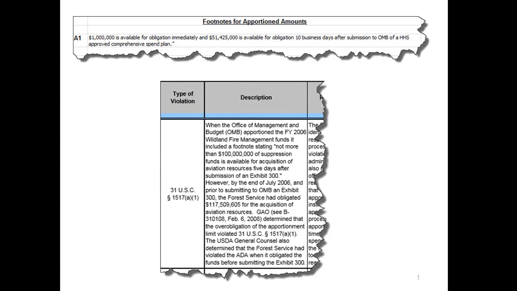What if you have a footnote that only allows 1 million out of 51 million to be obligated until an approved plan is submitted? You should use your accounting system to only allot 1 million until the conditions of the footnote have been met. If you don't do this, you might have a violation like the Forest Service had to report to GAO because they obligated $17 million in excess of a $100 million footnote limit on fire suppression funds.